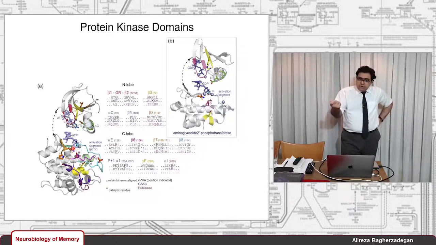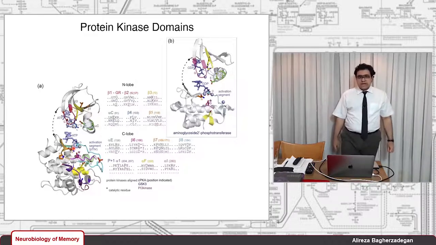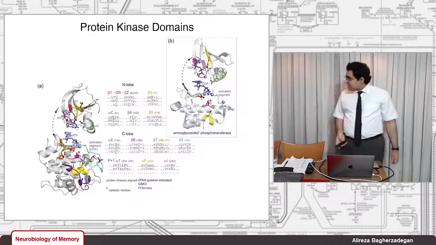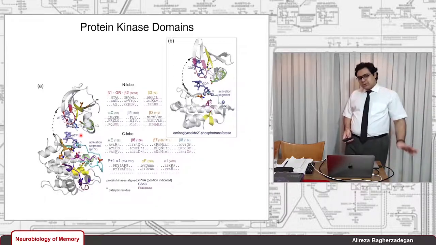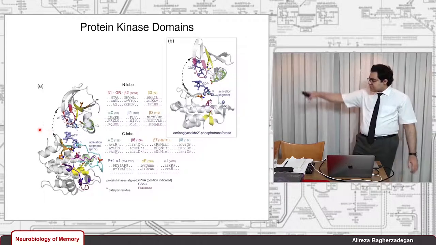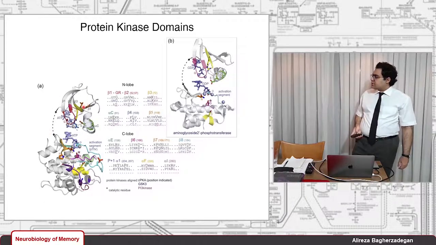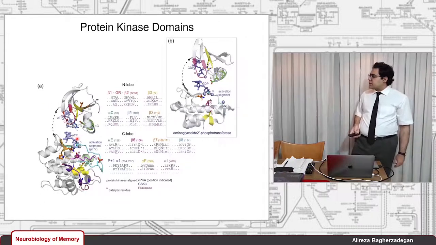So when we remove a positive charge from the substrate, we are actually making it more nucleophilic, because it wants to donate that electron, the extra negative charge it has. So the role of this catalytic aspartic acid here is to just make the substrate more nucleophilic. I just included this one to show you these two figures, the N lobe and the C lobe.